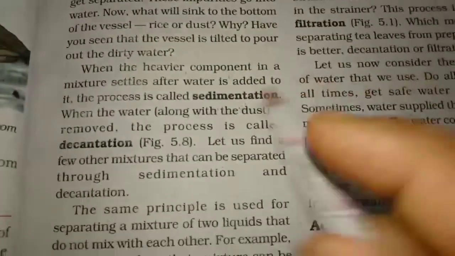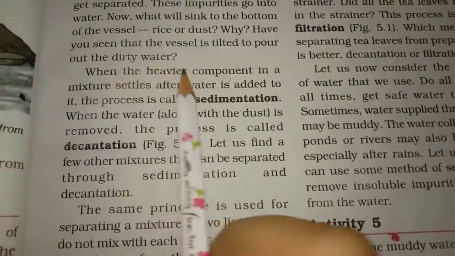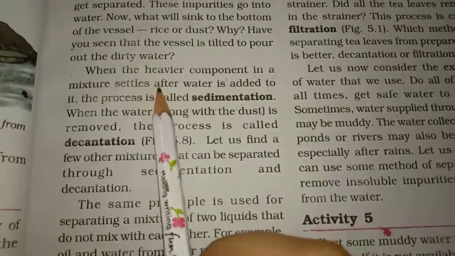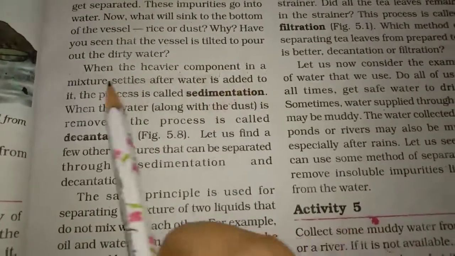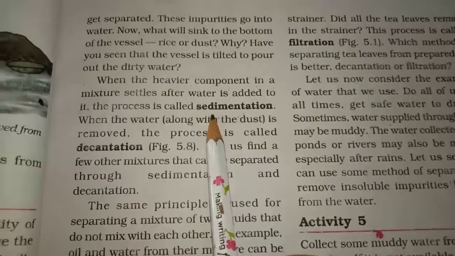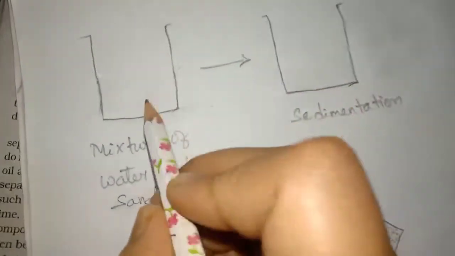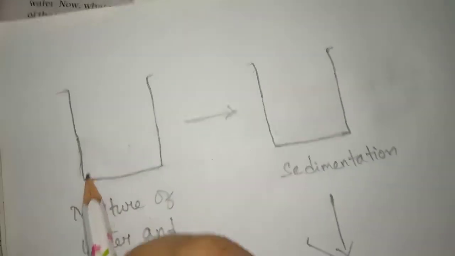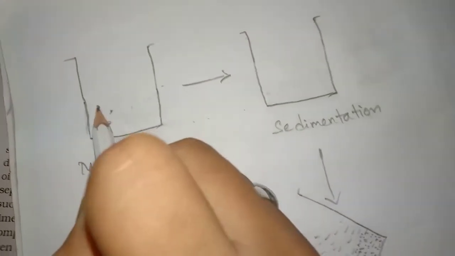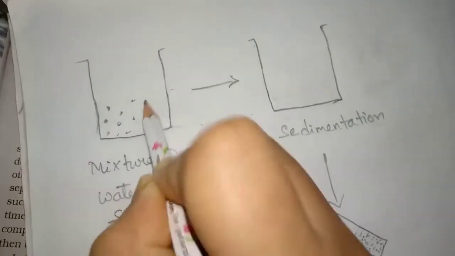What is sedimentation? When the heavier component in a mixture settles after water is added to it, the process is called sedimentation. Let's take an example now. Suppose this is a glass, and here we are taking sand. These are sand particles. Now we will add water, a layer of water.